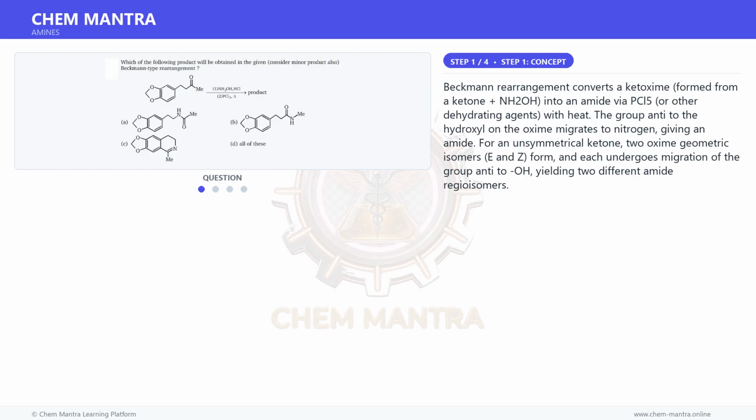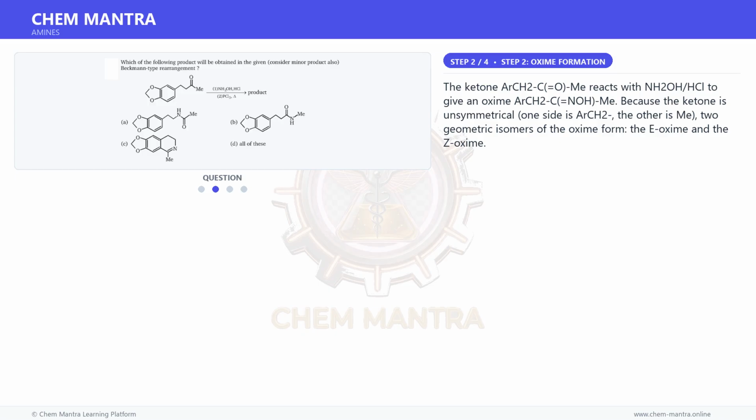with heat. The group anti to the hydroxyl on the oxime migrates to nitrogen, giving an amide. For an unsymmetrical ketone, two oxime geometric isomers, E and Z, form, and each undergoes migration of the group anti to OH, yielding two different amide regioisomers. Moving on to the next step.